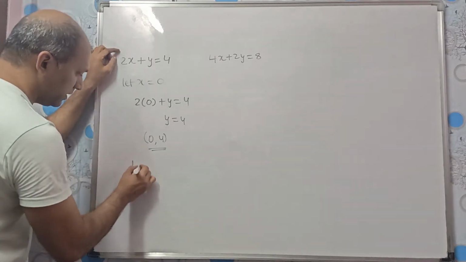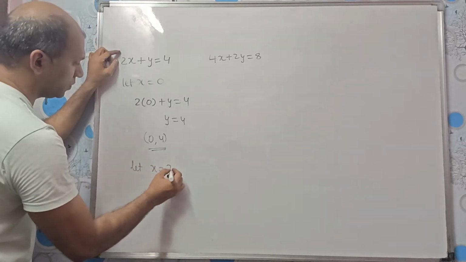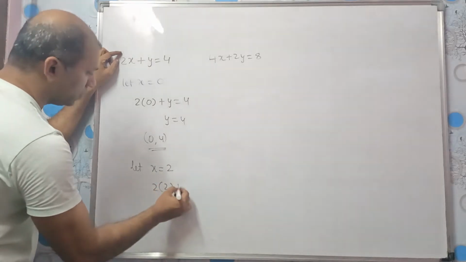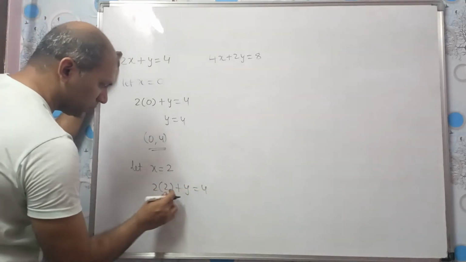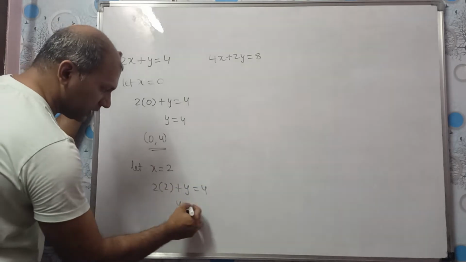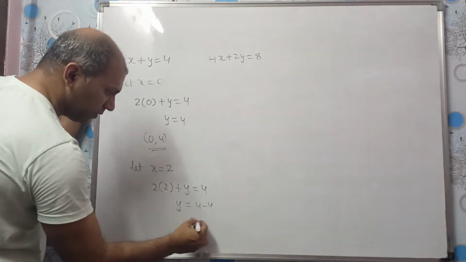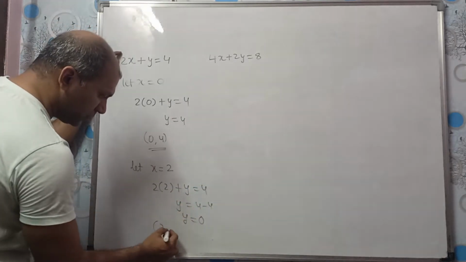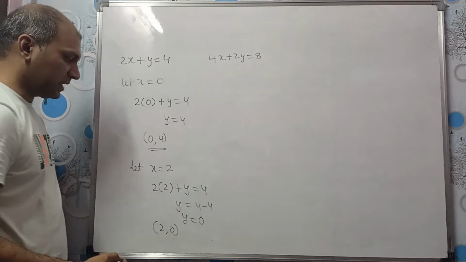And let us take x is equal to 2. So this is 2 into 2 plus y is equal to 4. So 2 twos is 4, and this 4 goes to the other side. 4 minus 4 is equal to 0. So 2 comma 0 is the second solution.